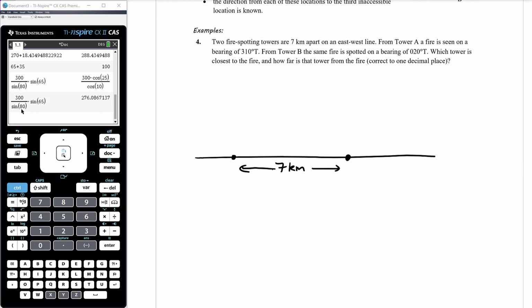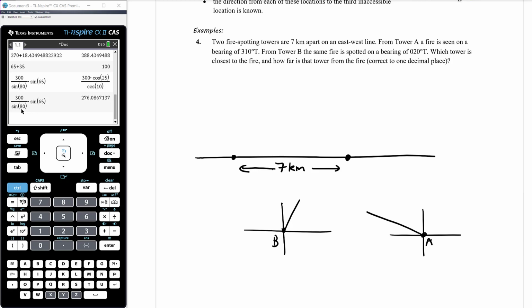From Tower A, a fire is seen on a bearing of 310 degrees. Okay, so let's have a think about that. So 310 degrees is sort of out that way. Okay, so that's from Tower A. Whereas from Tower B, the same fire, so if this is B, the same fire is at 20 degrees.